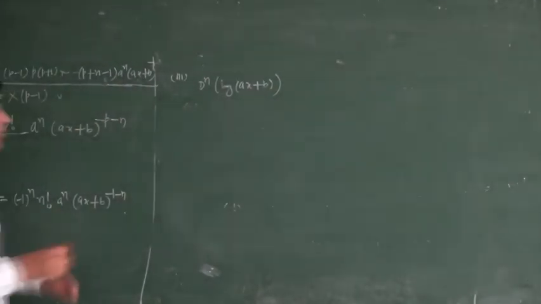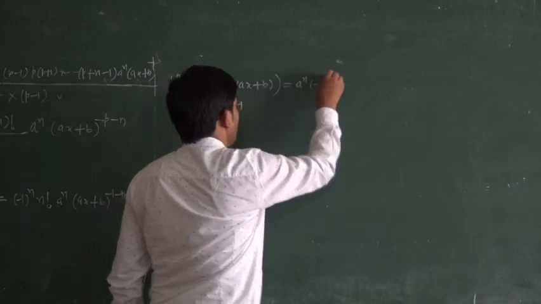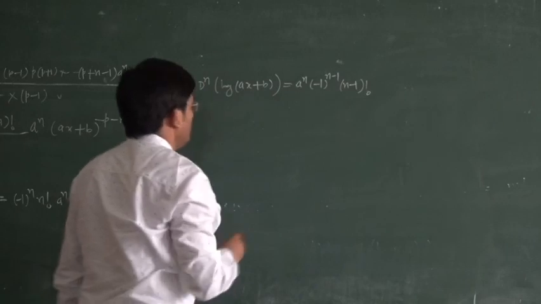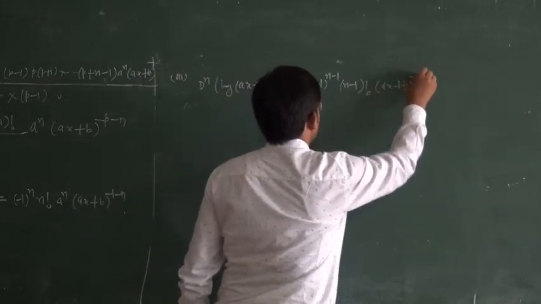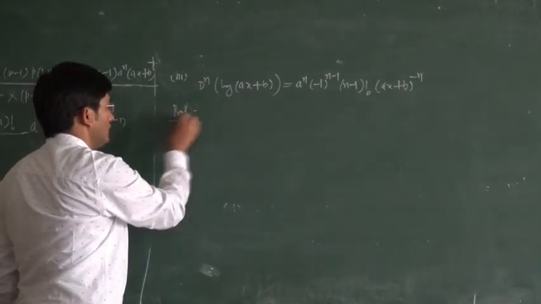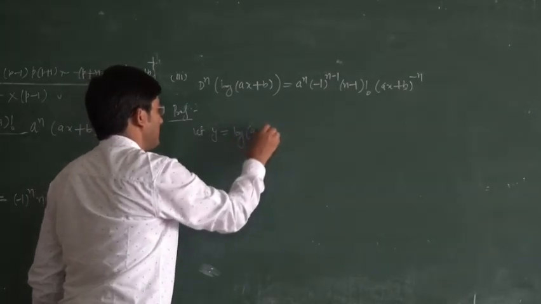So the nth derivative of log(ax+b) will be a^n into (-1)^(n-1) into (n-1) factorial into (ax+b)^(-n). So proof, let y equal to log(ax+b).